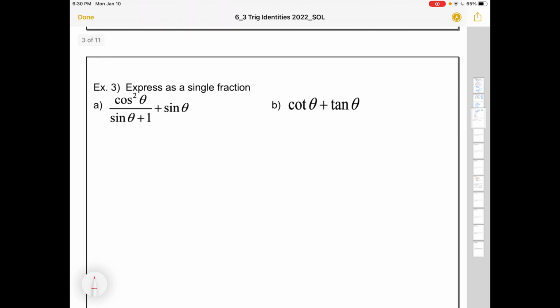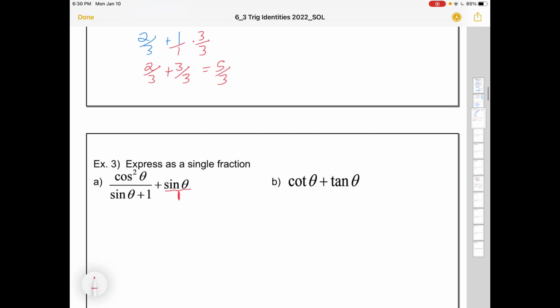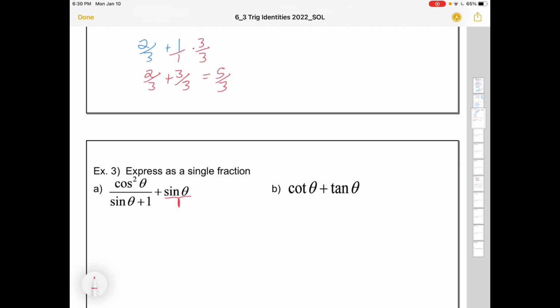So right here I have cos squared theta over sine theta plus 1, plus just a regular sine theta. That's secretly over 1. That's just like what we started with over here in blue, a fraction plus a whole number term, or essentially a non-fraction. So we want to make a common denominator, and that denominator is going to be the one over here. So of course I'll need to multiply the bottom by sine theta plus 1, but I'll also need to do it to the top, right?